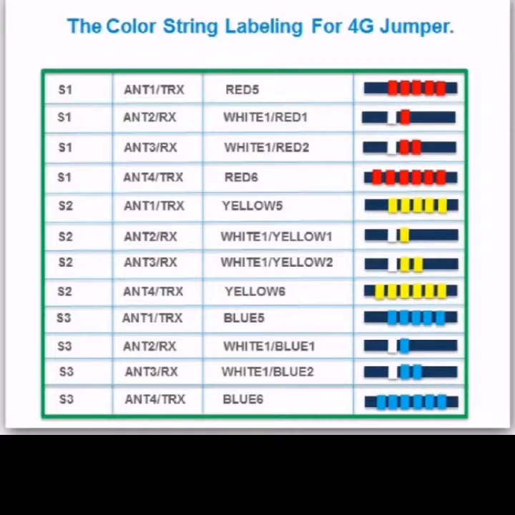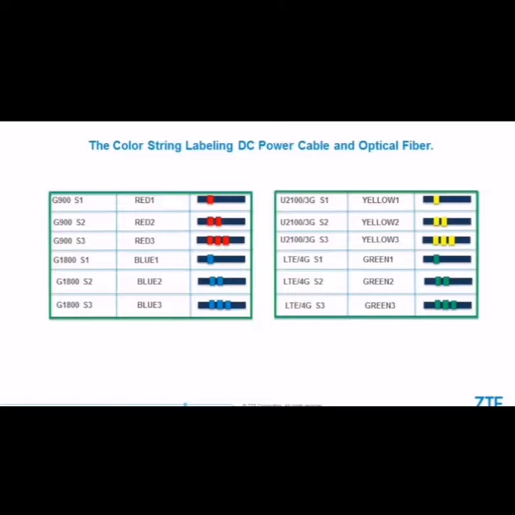As we know, the antenna is divided into sectors like sector 1, 2 and 3. So we label them and tag them as per quality. Each sector has its own color taping and tagging. Usually we use red for sector 1, yellow for sector 2 and blue for sector 3. And that color string and labeling is the same for our optical fiber and power cable, like this.